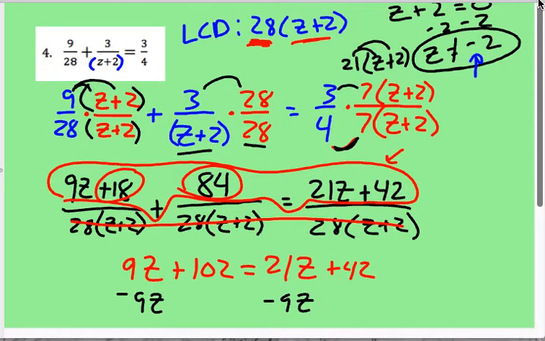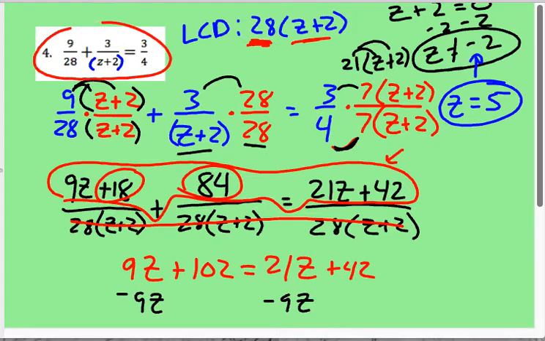Z cannot equal -2, so we're fine there. So our solution, z equals 5, I should go ahead and plug it back into this equation right here and make sure it works. I'll let you guys try that one. It works out nicely. You should get a common denominator of 28, and it ends up working. So let's go to number 5 now.